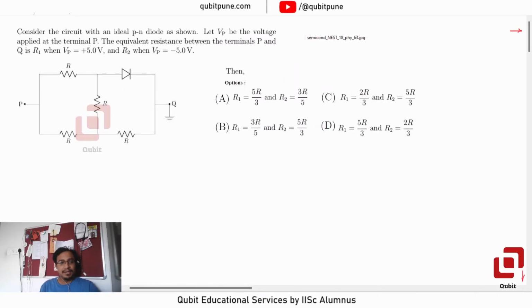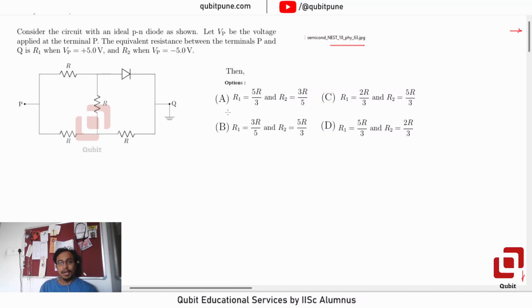MCQ from Semiconductors, NEST 2018, question 63. Consider the circuit with an ideal PN diode as shown. Let Vp be the voltage applied at the terminal P. The equivalent resistance between the terminals P and Q is R1 when Vp is plus 5.0 volt and R2 when Vp is negative 5.0 volt.